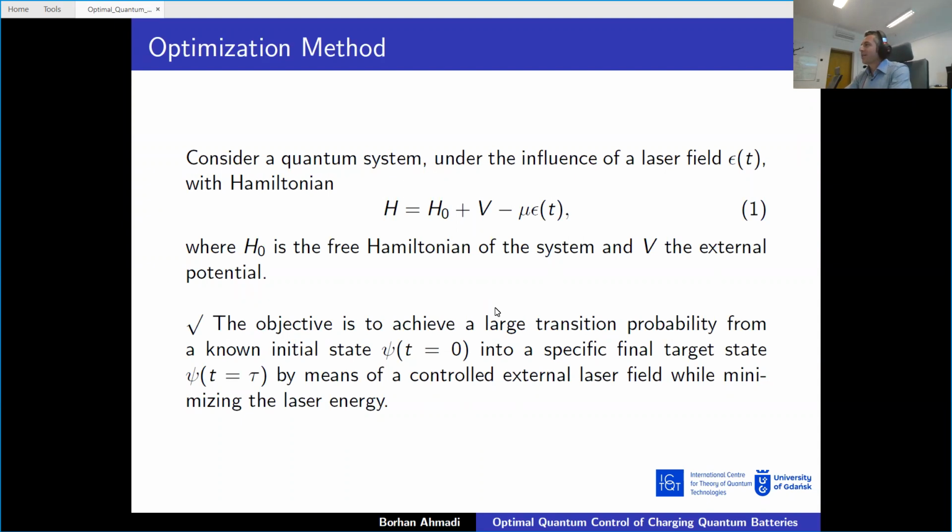So assume that we have a quantum system with Hamiltonian H, which is equal to H0 plus V minus mu epsilon(t). Epsilon is the laser field which is driving this quantum system, and V is the external potential. The goal is to send a system initially in a quantum state psi at time 0 to a desired final state at time tau using a control external field.